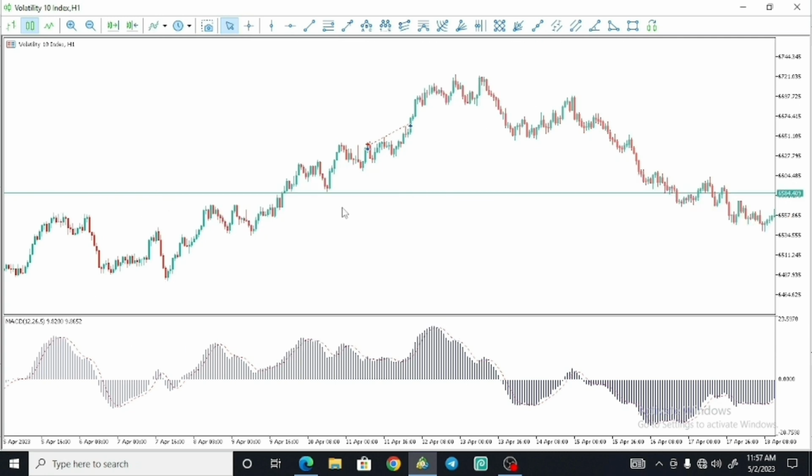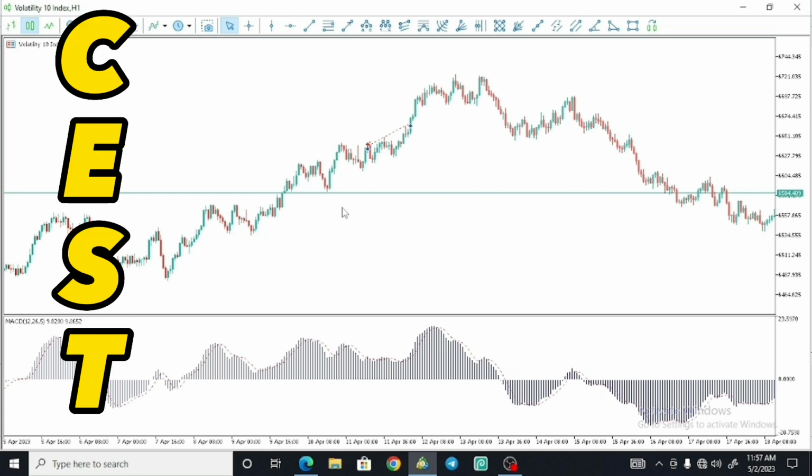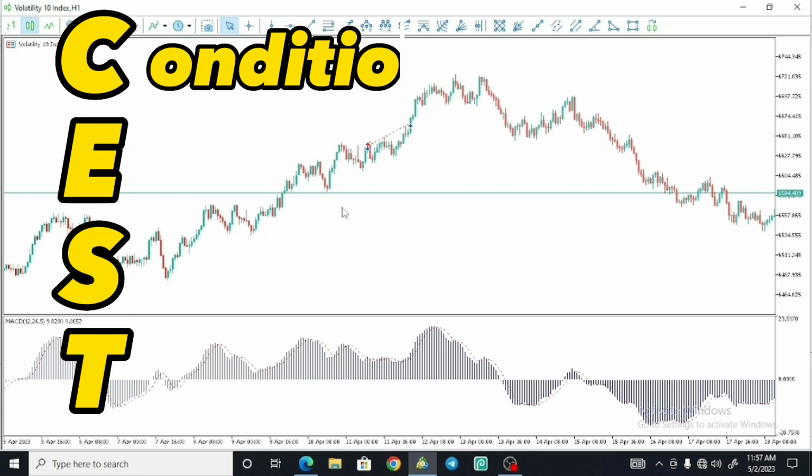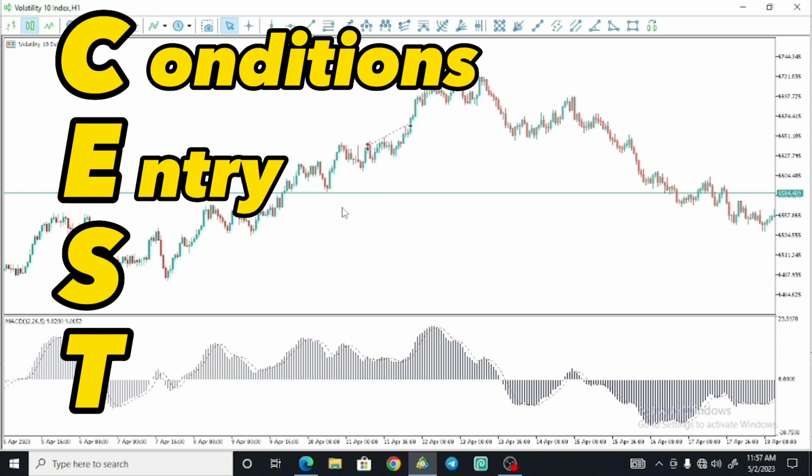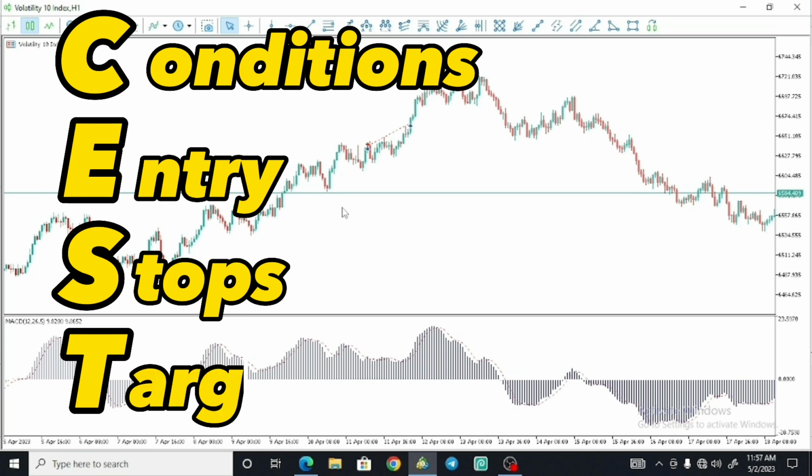Let me explain. Just like any other strategy, we need to see four main things before placing a trade, and we call it CEST. C stands for conditions, which is what we need to see before thinking of placing a trade. E stands for entry rules, what we need to see before placing the trade. The S stands for stops. When do we exit the market if we are wrong? The T stands for targets. When do we exit the market if we are right?